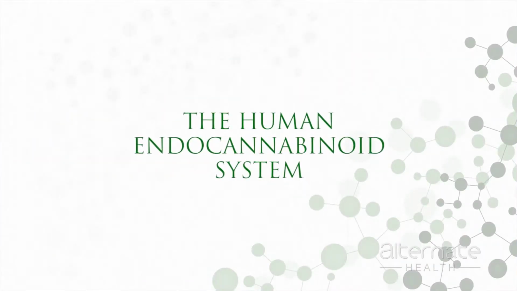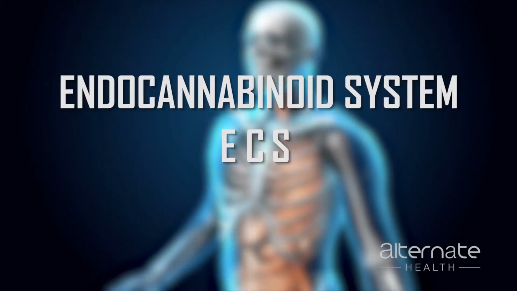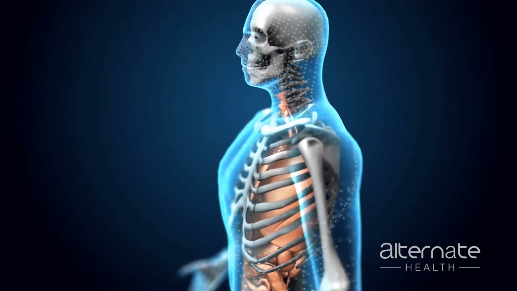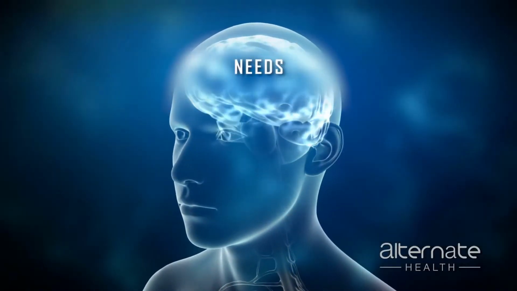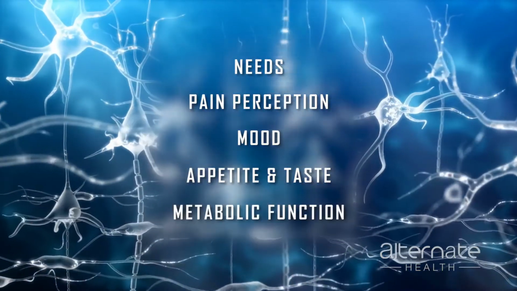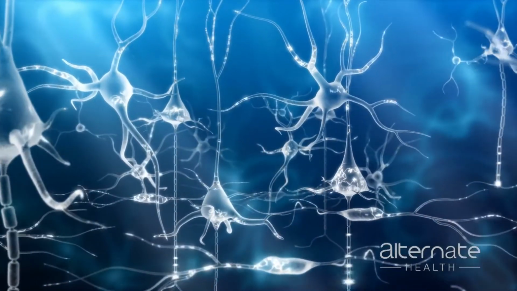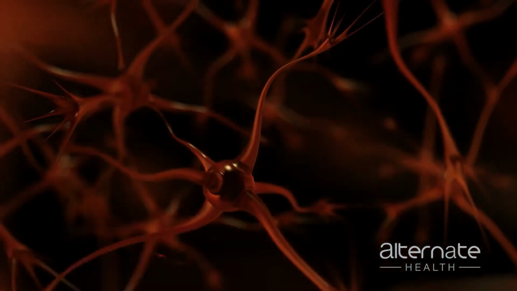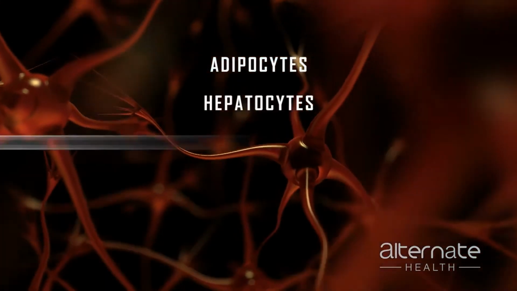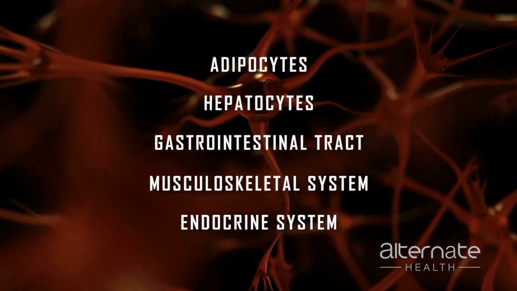The human endocannabinoid system is responsible for memory networks in the brain, both excitatory and inhibitory, including the neurogenesis of hippocampal granule cells, which regulate the timing of the endocannabinoids in accordance with the brain's needs, pain perception, mood, appetite and taste regulation, and metabolic function, which regulates the storage of energy and transport of cellular nutrition. The endocannabinoid system affects the lipocytes and fat cells, collectively known as adipocytes, hepatocytes, the gastrointestinal tract, the musculoskeletal system, and the endocrine system.